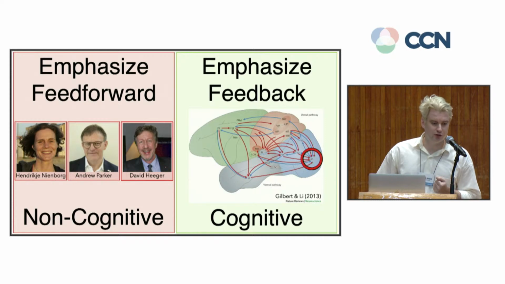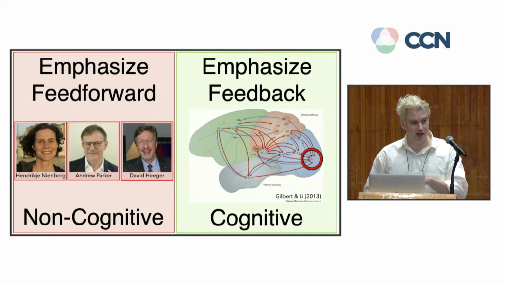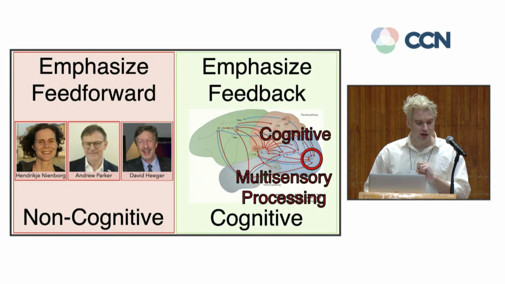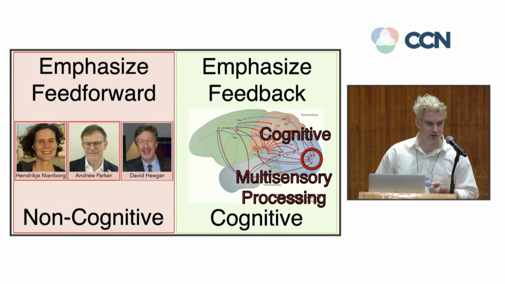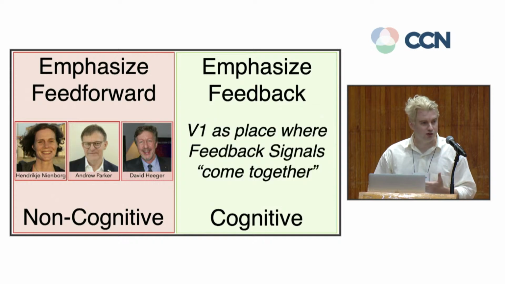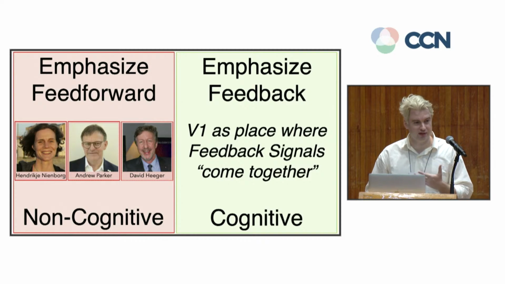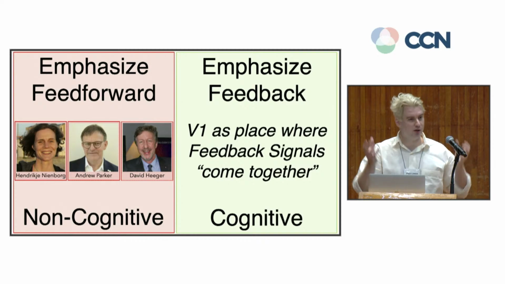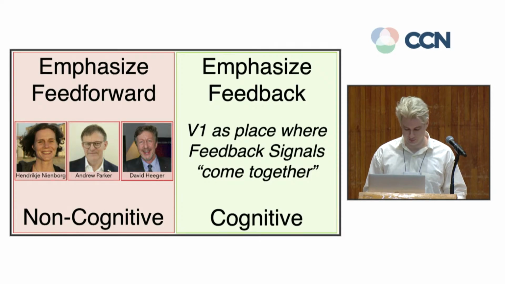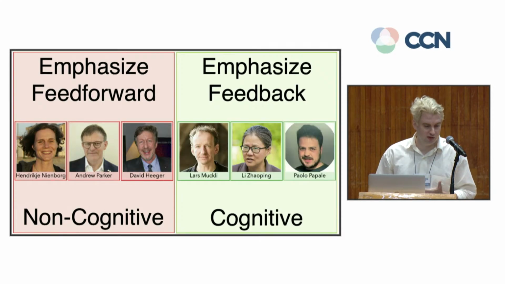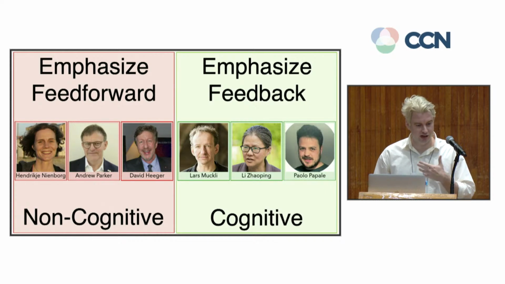The other approach, by contrast, emphasizes feedback connections to V1 and looks at purported evidence of cognitive processing and multisensory processing. By contrast, under this account, V1 is thought of as a place where, in some sense, feedback signals come back together. It's more of an endpoint than a starting point. And we'll have, again, 3 talks that highlight this more cognitive tradition of V1.